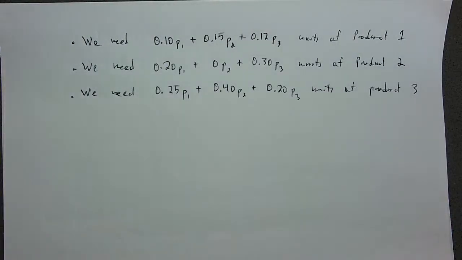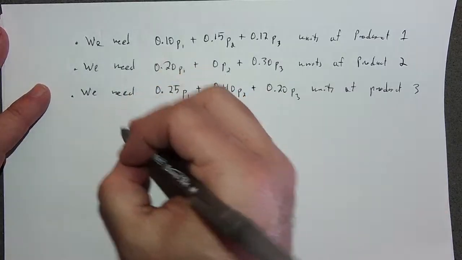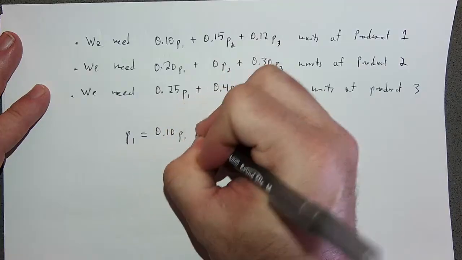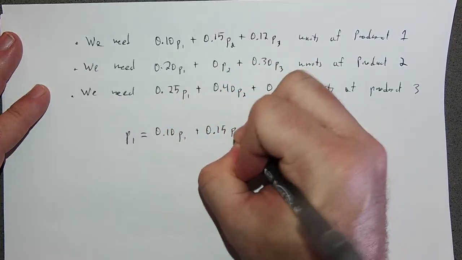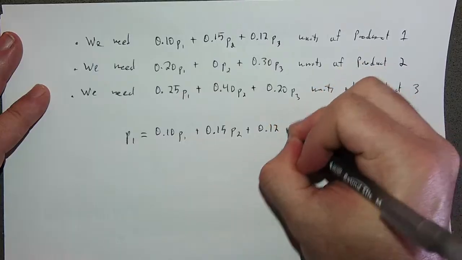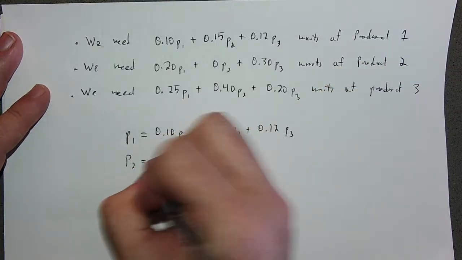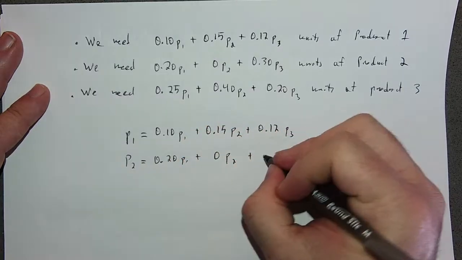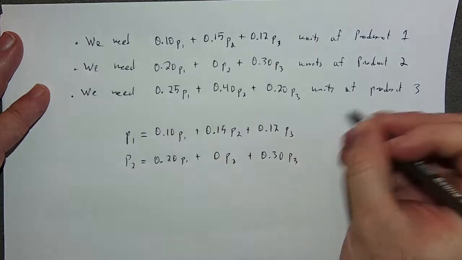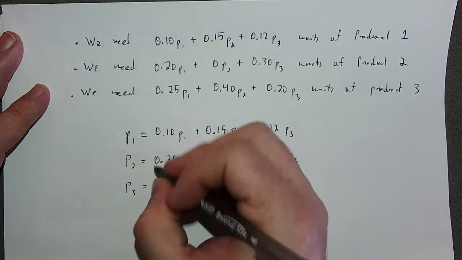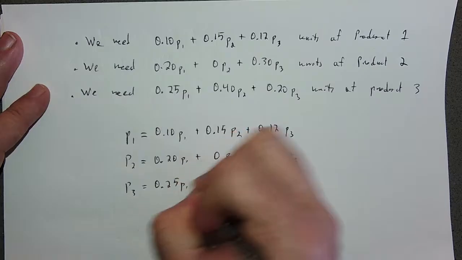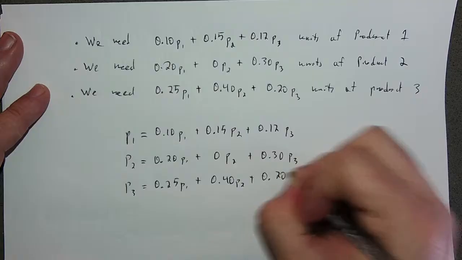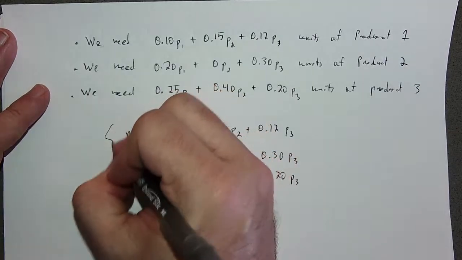And so, really, what I have here is the following system of equations. p sub 1 is 0.10 p sub 1 plus 0.15 p sub 2 plus 0.12 p sub 3, and p sub 2 is equal to 0.20 p sub 1 plus 0 p sub 2 plus 0.30 p sub 3, and p sub 3 is 0.25 p sub 1 plus 0.40 p sub 2 plus 0.20 p sub 3. So this is my system of equations that I get.